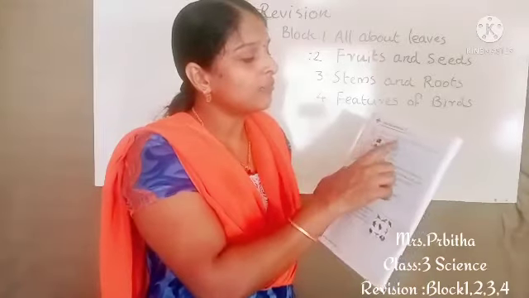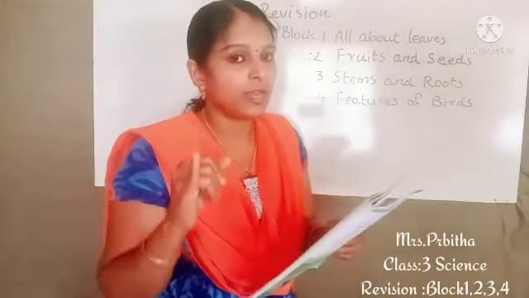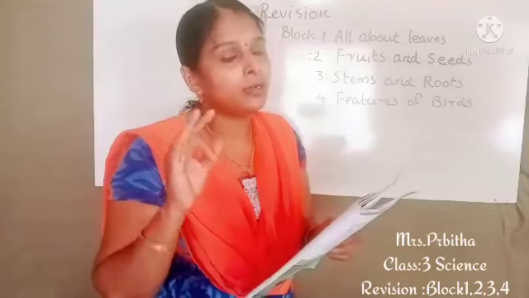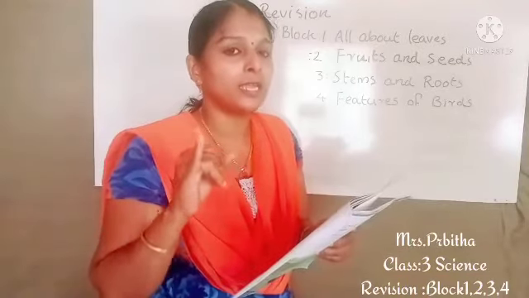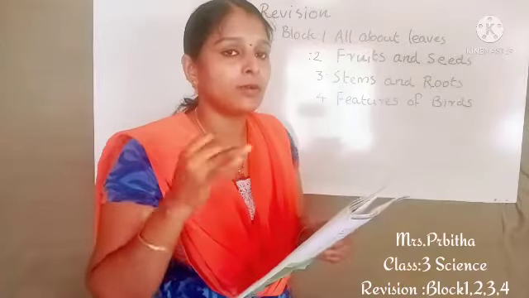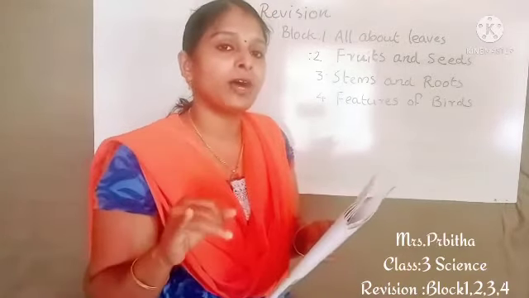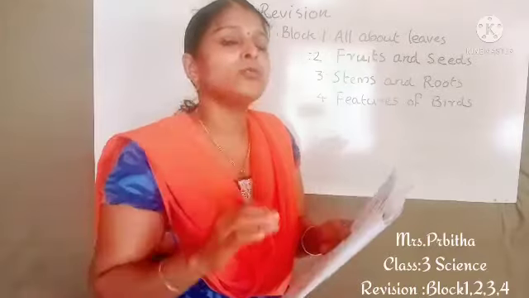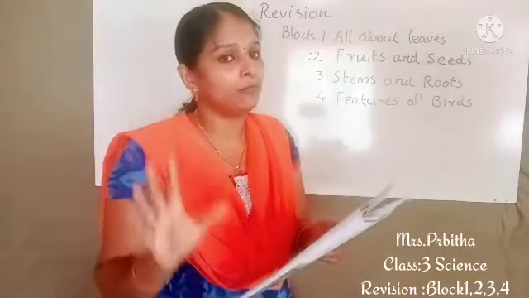First question, what are different kinds of feathers? Flight feather, body feather, down feather. Flight feather is found on tail and wings, it helps them to fly. Body feather covers their body, it keeps them warm. Down feather is found close to their body, it also keeps them warm.